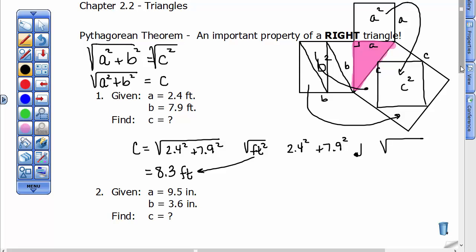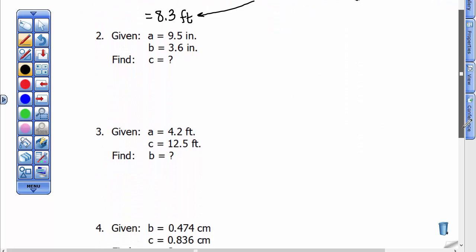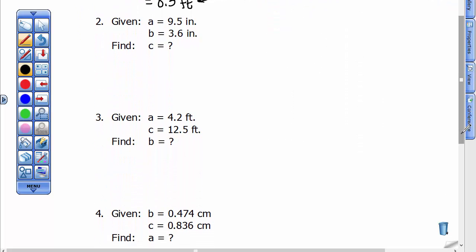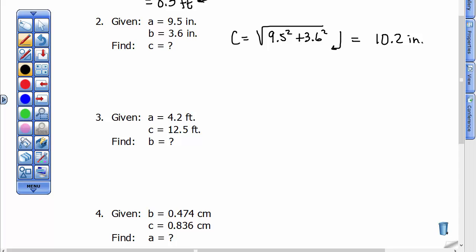It's real simple. I tend to use my calculator all in one fell swoop. So to find side c, I just get the square root symbol, and then 9.5 squared plus 3.6 squared, and I hit enter, and you should get 10.2. These units were in inches, so I have to write those units there.